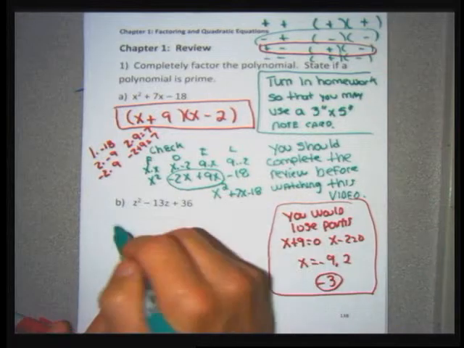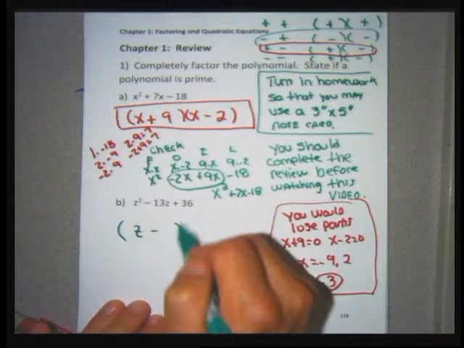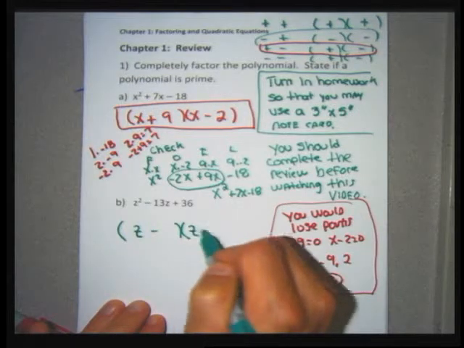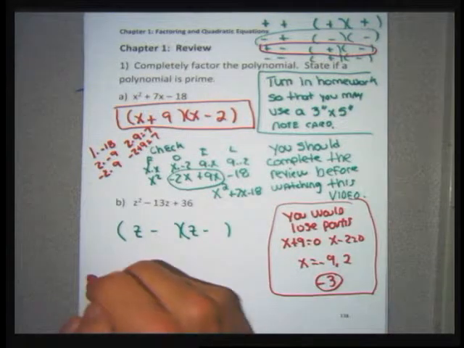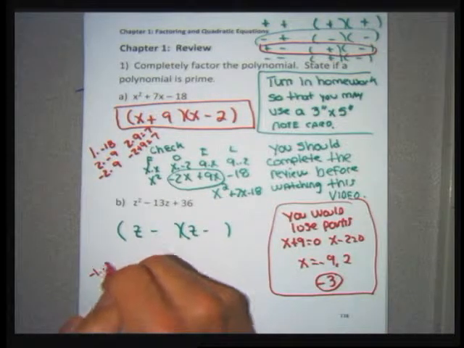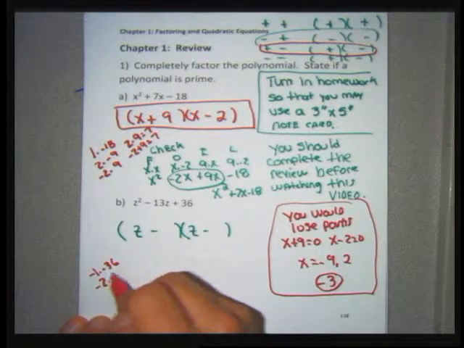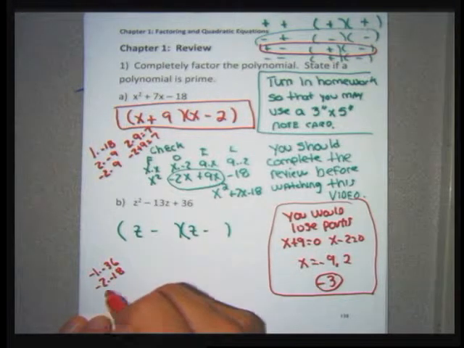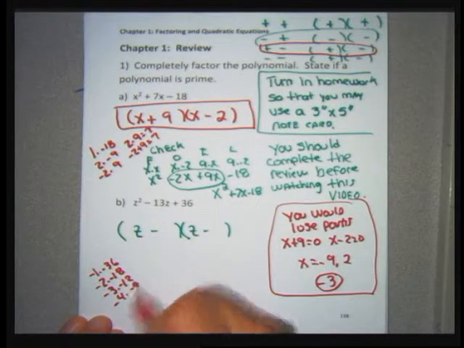So it's a trinomial. It doesn't have a common factor, and I don't need bottoms up because there's not a number in front of the z squared. And then the lasts, I need to do double negative factors of 36. So -1 and -36, that doesn't look like 13. -2 and -18, -3 and -12, -4 and -9, -6 and -6.